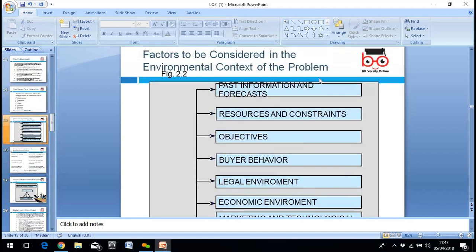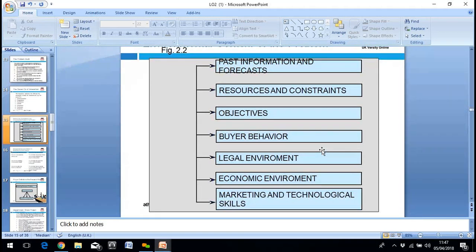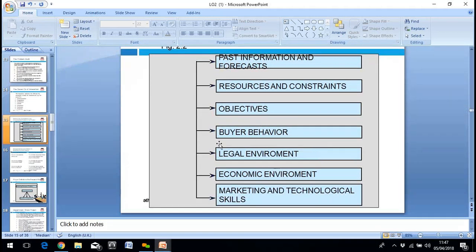So you're looking at past information, the reading you've done, what the resources you've got, what your objectives are. In this case, they're looking at buyer behaviour, the legal environment and the economic environment, and the marketing and technological skills.